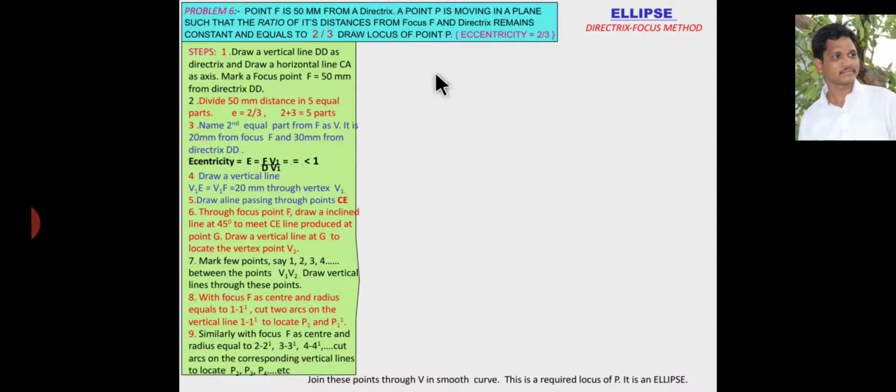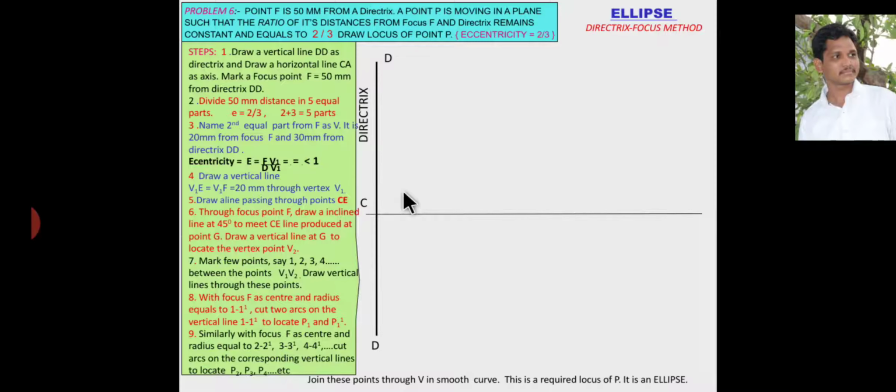Here 2 by 3 means eccentricity equals 2 by 3, and the distance between the fixed point and directrix is 50 mm. These are the steps to construct the ellipse by using the general method. First of all, draw an imaginary vertical line as directrix, DD as directrix, and draw an imaginary horizontal line as axis, CA as axis.